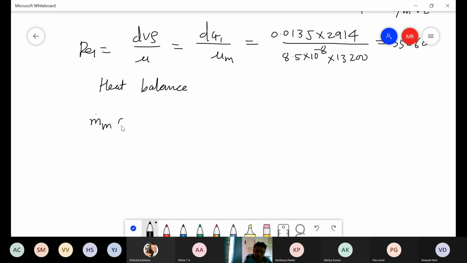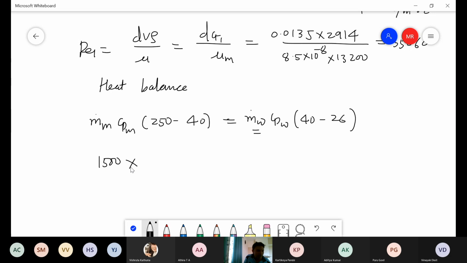So we can write this as MM dot CPM into the inlet temperature of the mercury, that is 250, minus the outlet temperature of mercury, that is 40, and that should be equal to MW dot CPW into the outlet temperature of the water, which is 40 degrees Celsius, minus the inlet, which is 26. So the only unknown in this case is MW. We can put all the values. So MM is 1500 into CPM is 0.14 into 250 minus 40.